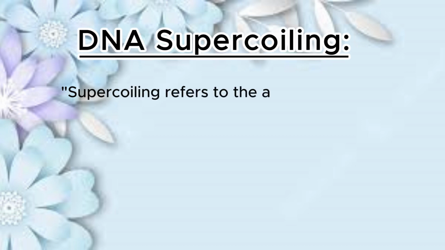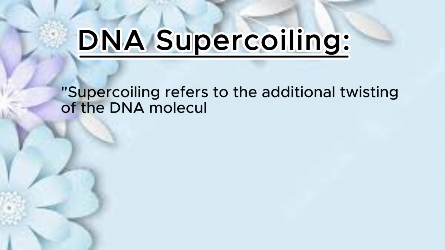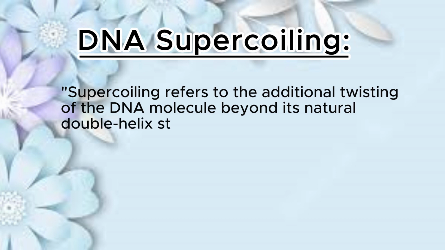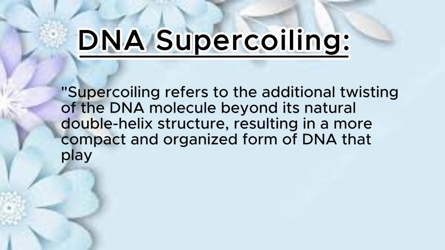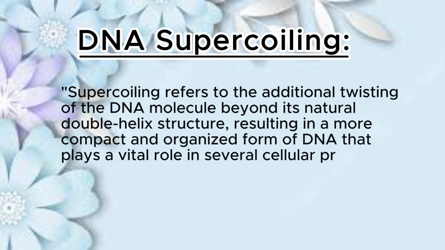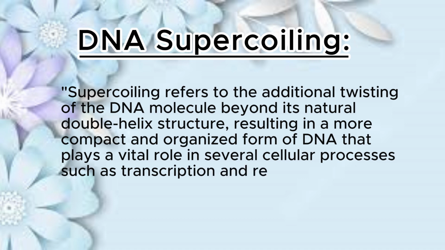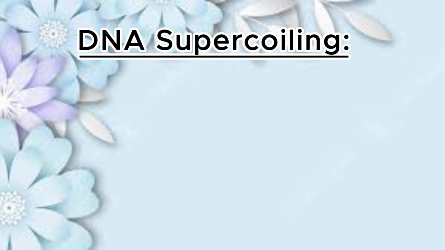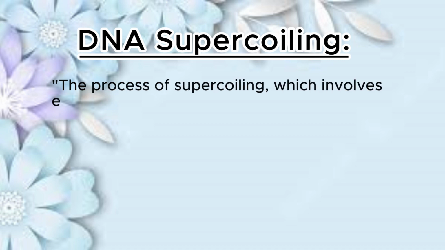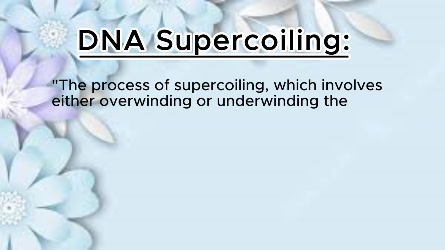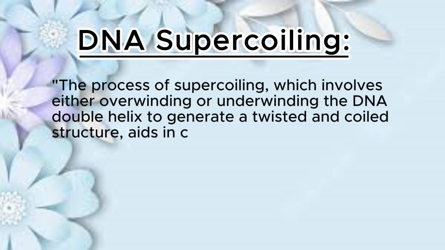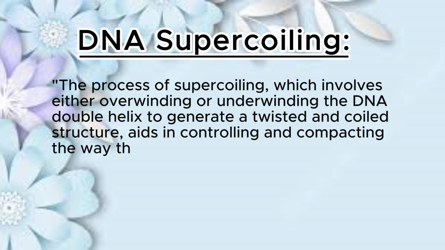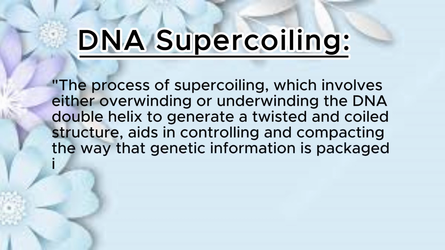Supercoiling refers to the additional twisting of the DNA molecule beyond its natural double helix structure, resulting in a more compact and organized form of DNA that plays a vital role in several cellular processes such as transcription and replication. In other words, it can be defined as the process of supercoiling, which involves either overwinding or underwinding the DNA double helix to generate a twisted and coiled structure, aids in controlling and compacting the way that genetic information is packaged in cells.